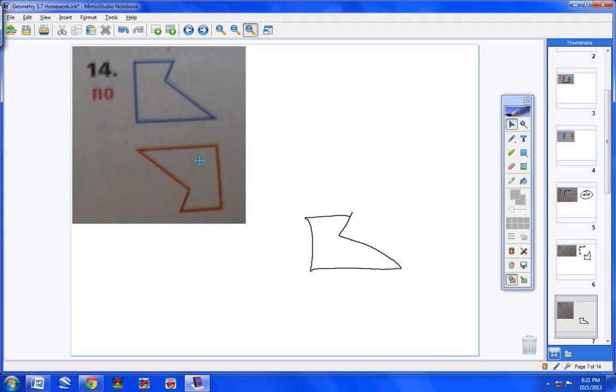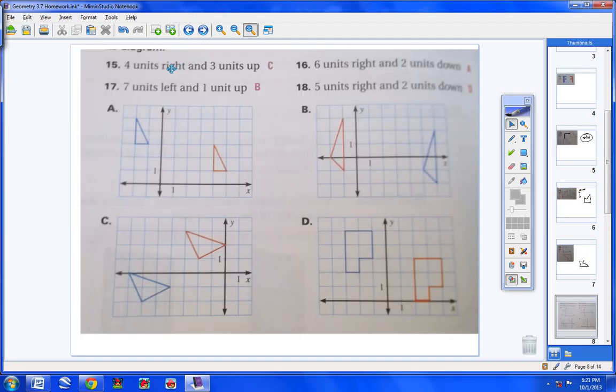But they did not. They flipped it. So no, 14 is not an example of a translation. Okay, moving on in your homework.